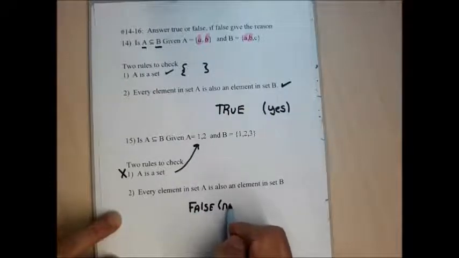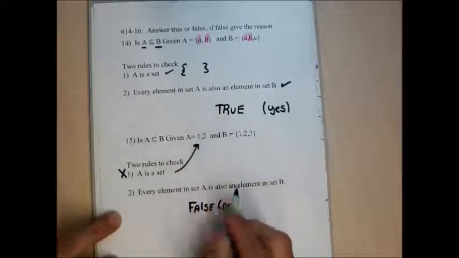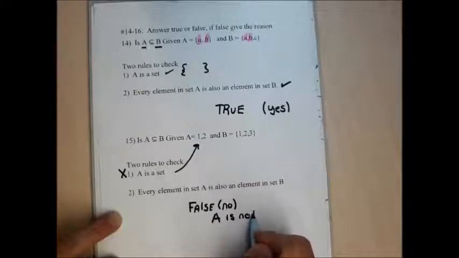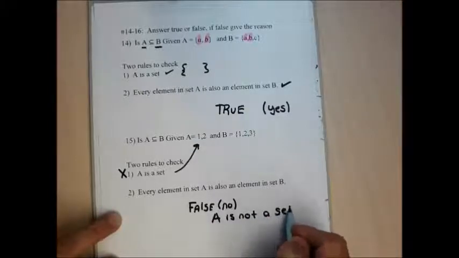And you could write no instead of false. And the reason I'm going to say is A is not a set.